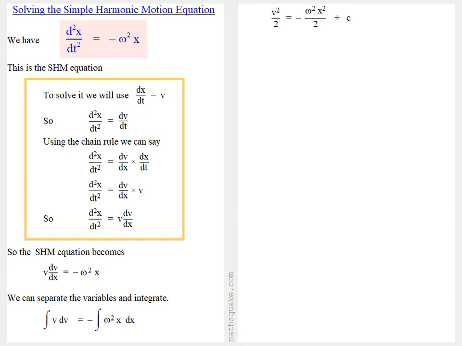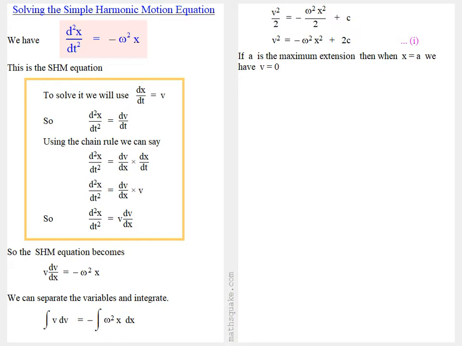Now if we integrate v dv, we get v squared over 2. And if we integrate minus omega squared x, we get minus omega squared x squared over 2. But we must remember to add a constant, plus c. Now we can double both sides to get v squared equals minus omega squared x squared plus 2c.